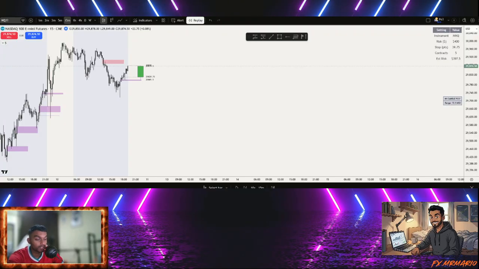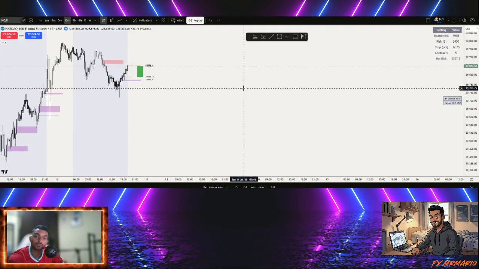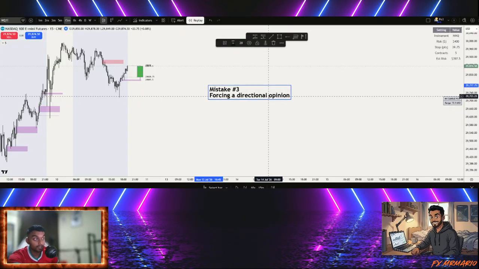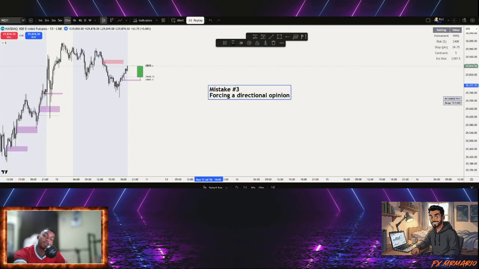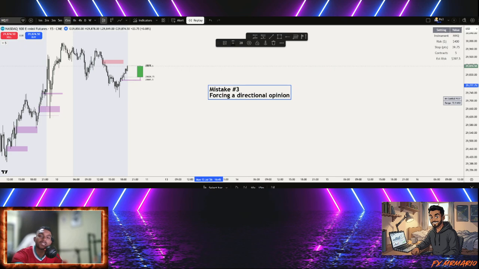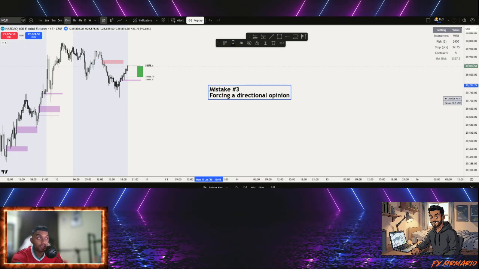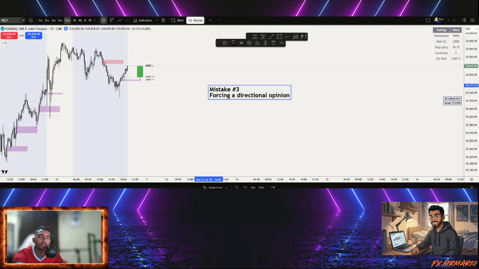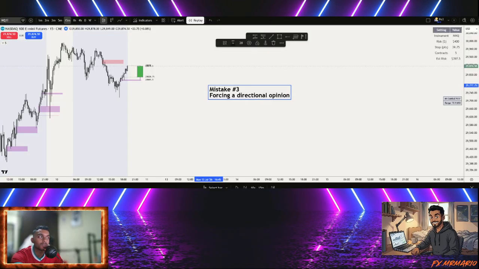Now, mistake number 3, the last and final mistake. This is super, super important, guys. Do not make this mistake: forcing a directional opinion. What does it mean? This one mistake cost me money when I first started. I lost a fair amount of money because I forced a direction. Because some days the market simply hasn't shown its hand.